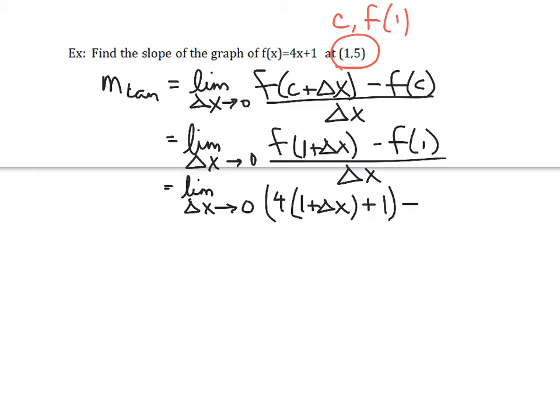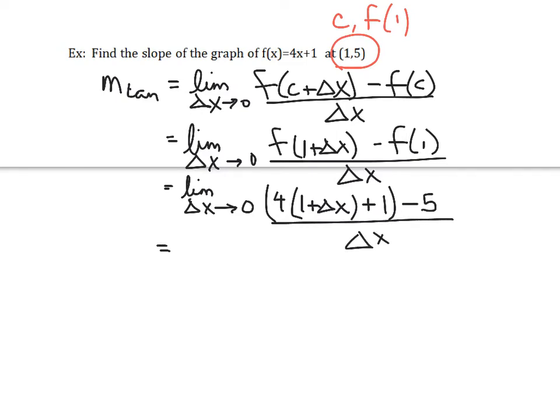Minus, well, f of 1, we know the output at 1 is 5. If I wasn't given that value, think about how you would find it. Remember that the input is 1, so to find the output, I can just use my function. Now let's go ahead and divide by delta x.